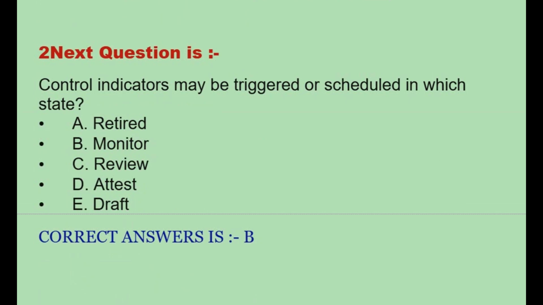Question is control indicators may be triggered or scheduled in which state? Option A, retired. Option B, monitor. Option C, review. Option D, attest. Option E, draft. Correct answer is option B.